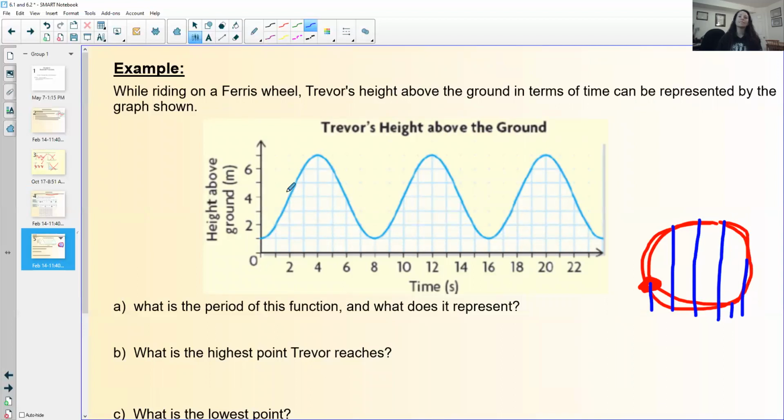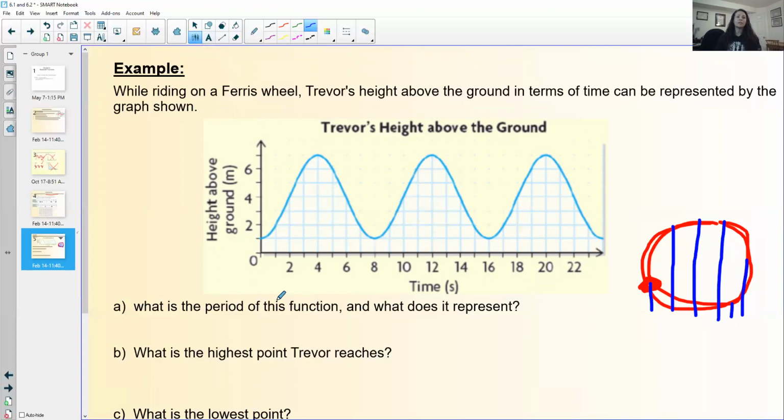So you get this pattern where the height above the ground, here he's at the top of the Ferris wheel, and then he's at the bottom of the Ferris wheel. You get this pattern repeating itself over and over. Okay, so this is an example of someone riding a Ferris wheel, and you would get this type of cycle happening. All right, so let's take a quick look at each one of these.